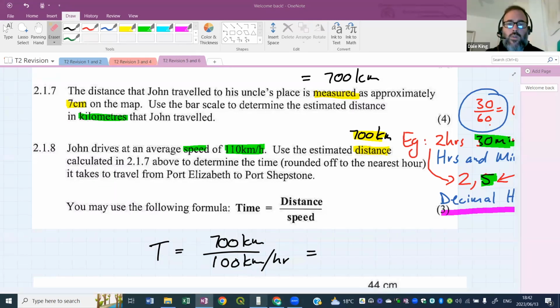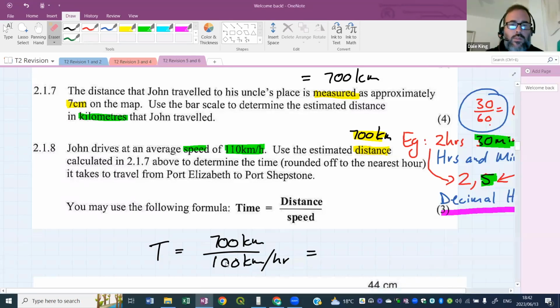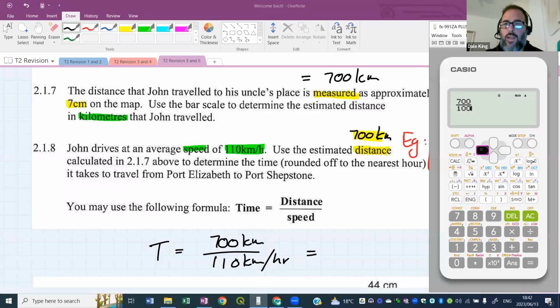Then we go to our calculator and we're going to let the calculator do all the work for us. So the distance of 700 at the top and this, oh, I made a mistake. It's not 100, is it? It's 110. So let's go back here and check what it gets.